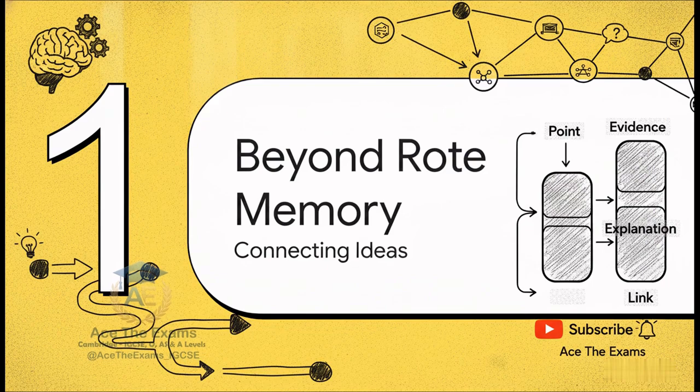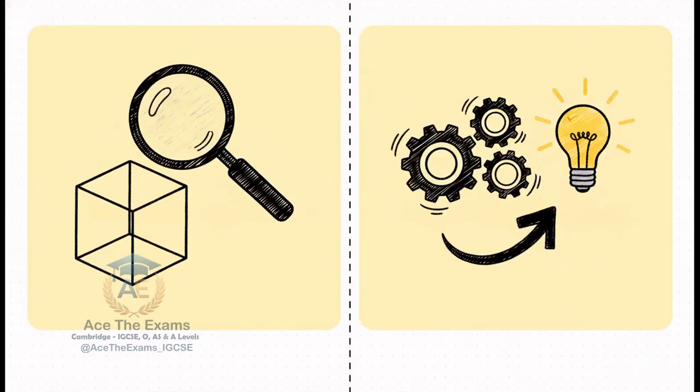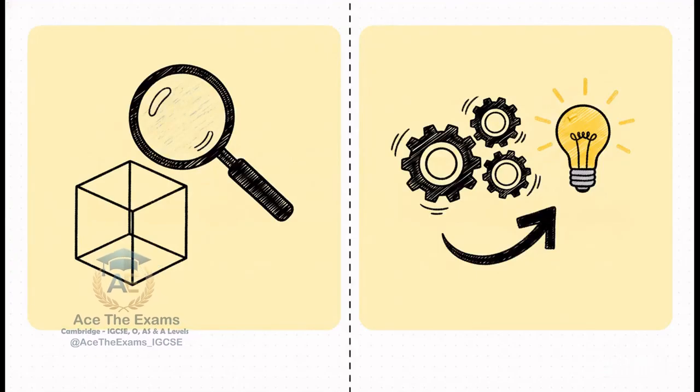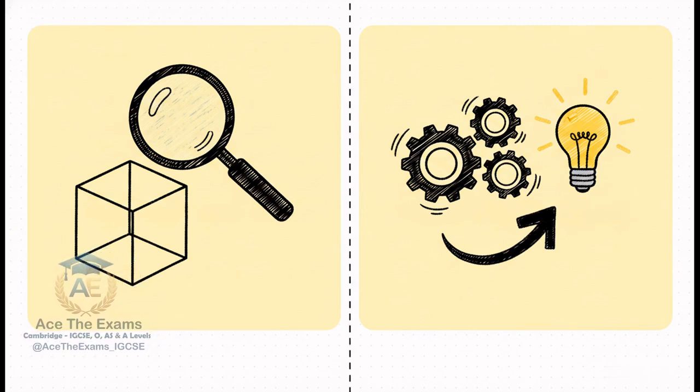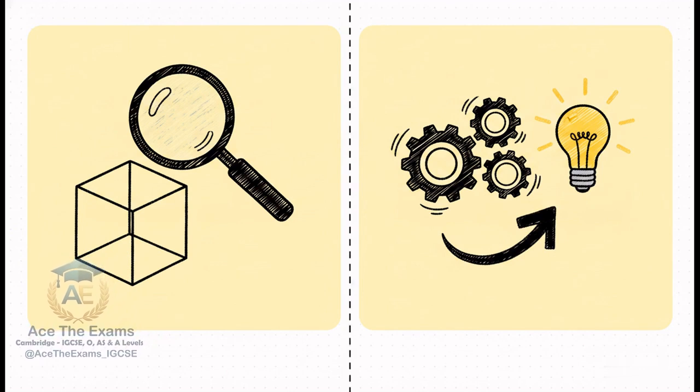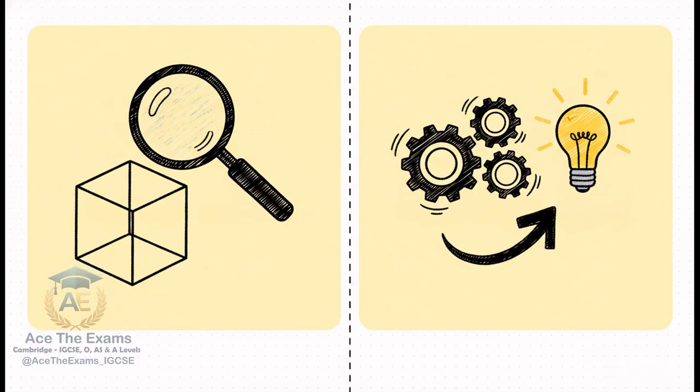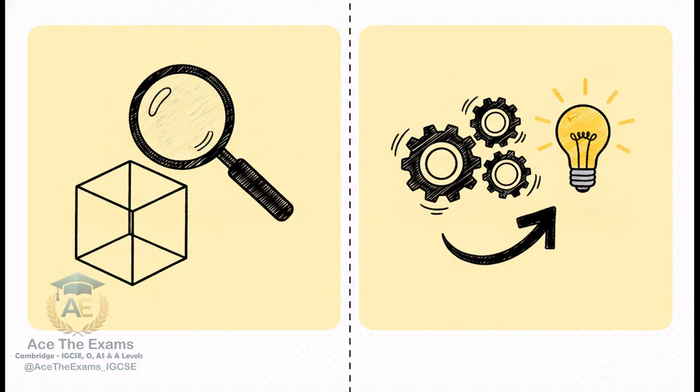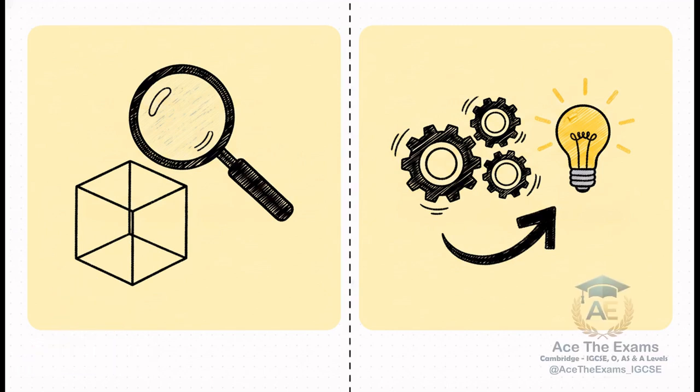Section 1. Beyond rote memorization. To actually move beyond just reciting facts, we have to treat hexadecimal as part of a connected, living web of computer science ideas. We do this by utilizing the PEAL framework. That stands for point, evidence, explanation, and link. Look at the critical contrast on your screen between a description and an explanation.